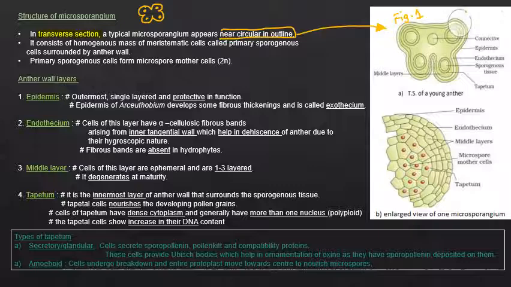अब microsporangium के आजू बाजू भी कुछ tissues होती है and these tissues are nothing but a homogeneous mass of meristematic cells और ये homogeneous mass को special name दिया जाता है that is primary sporogenous cells and this is going to surround all over the anther.